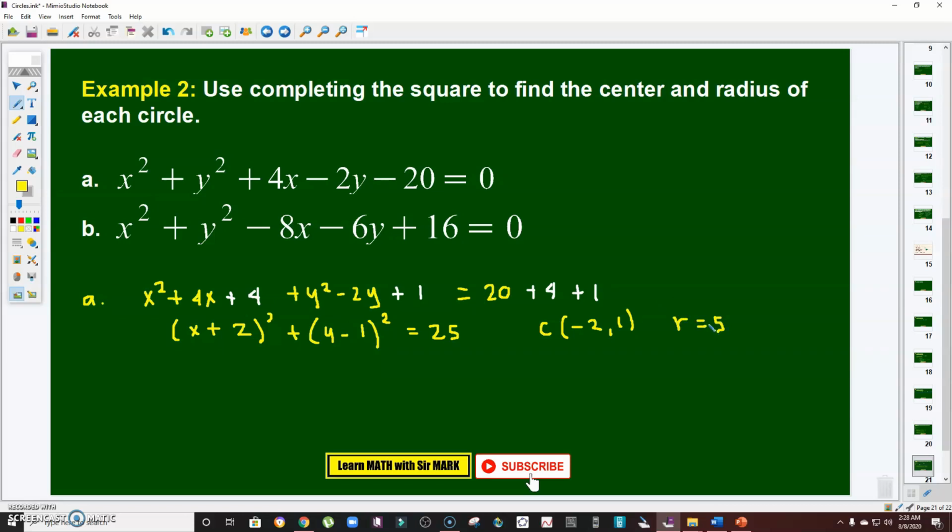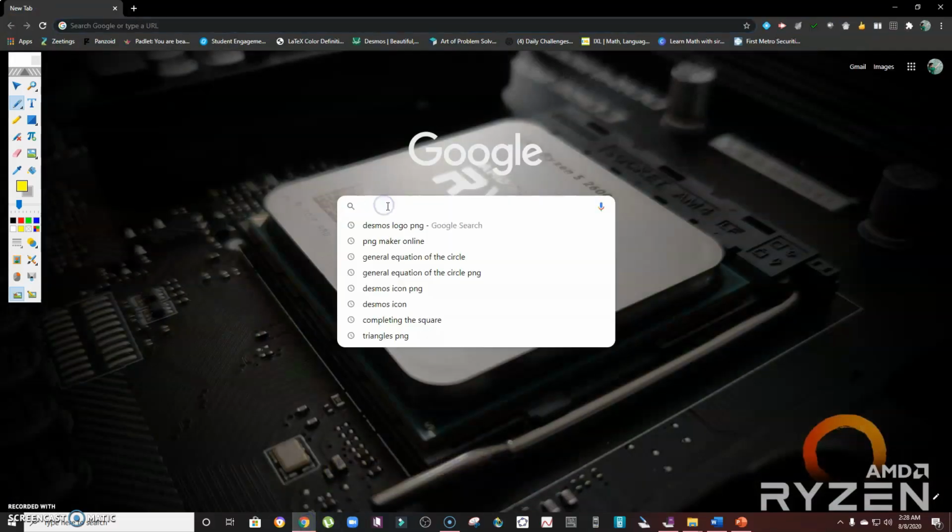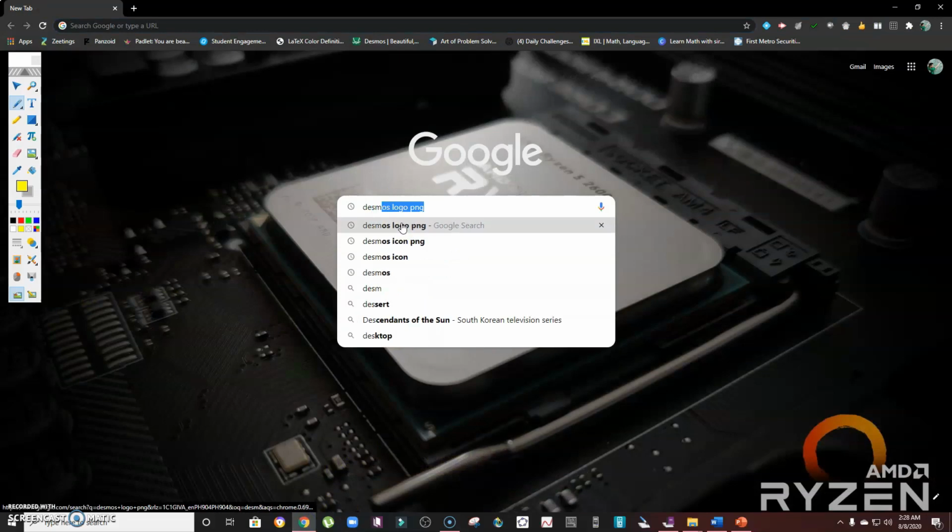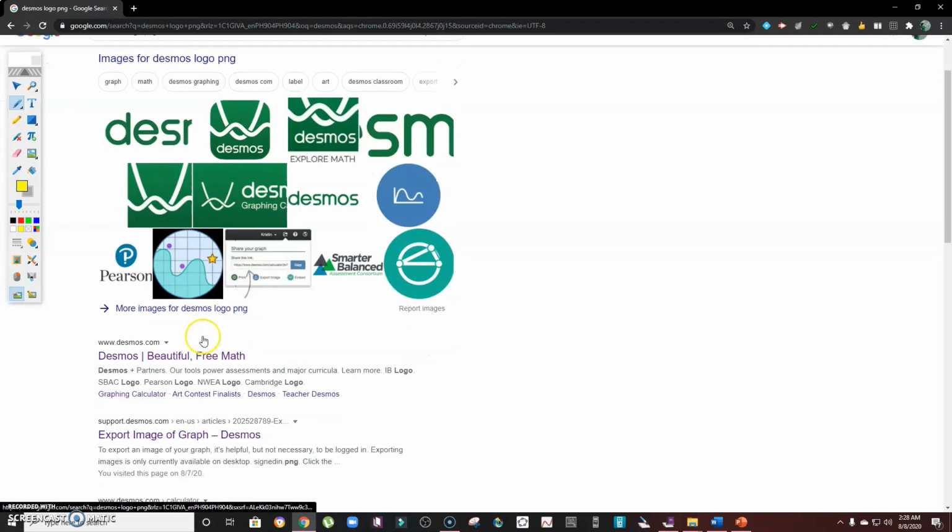Now, as I said in the introduction of this video, I'll just introduce how we are going to graph this in Desmos. So just search Desmos. Okay, here it is.